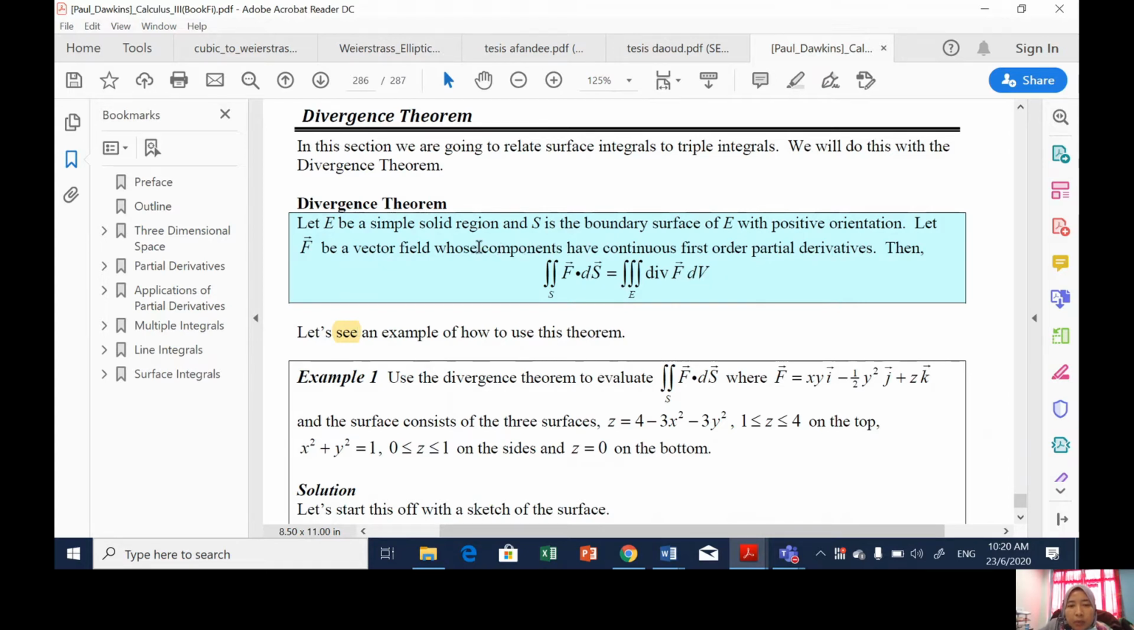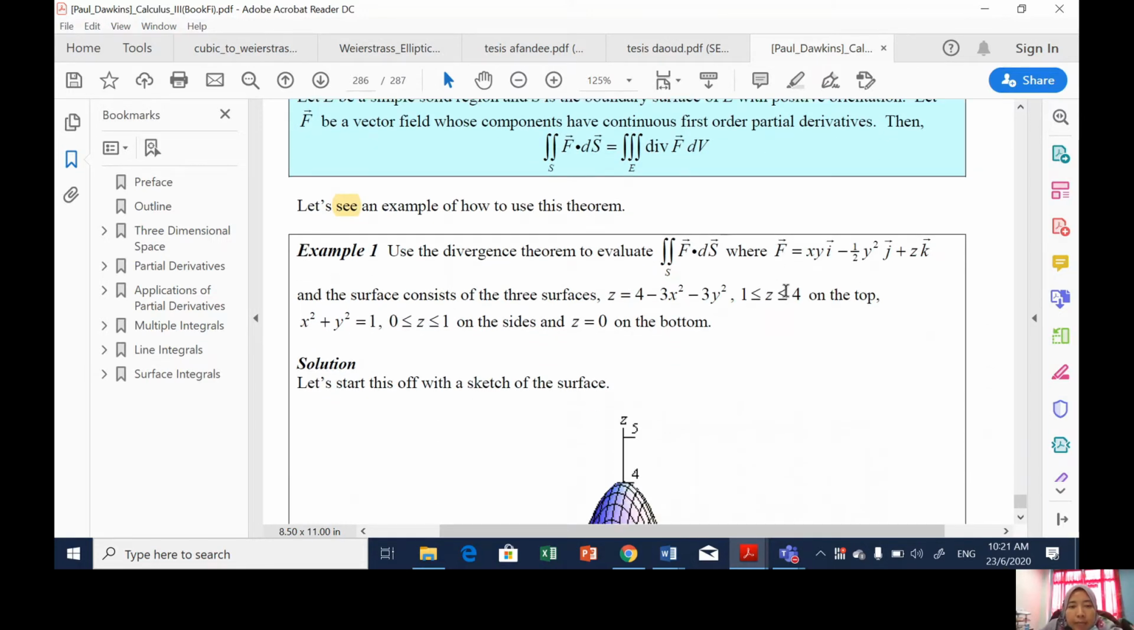The meaning of the statement that components have continuous first order partial derivatives is that we have a vector F whose first order partial derivatives can be evaluated. If we can find the partial derivatives of the vector F, then we call it a continuous first order partial derivative.